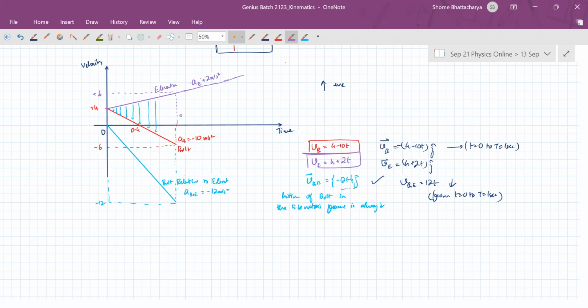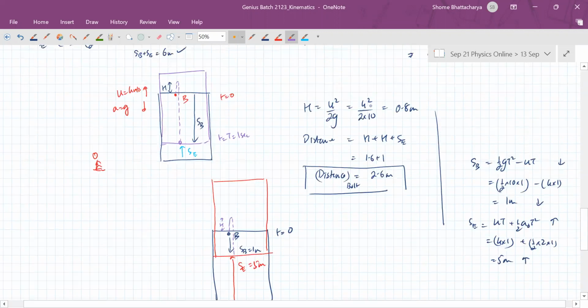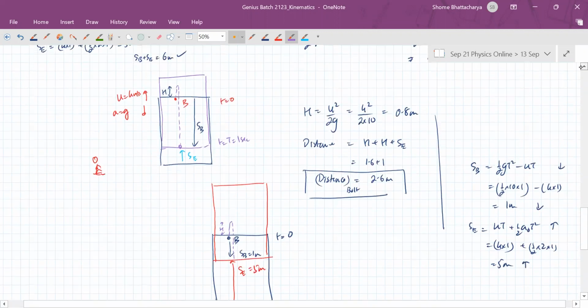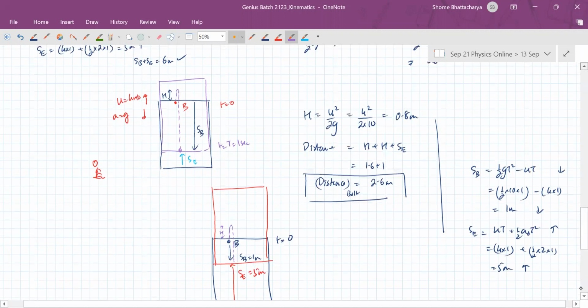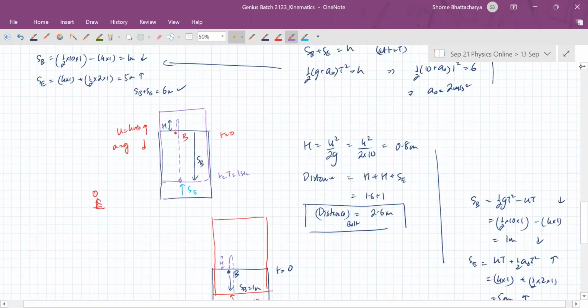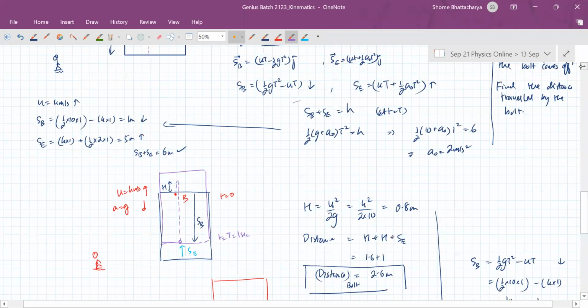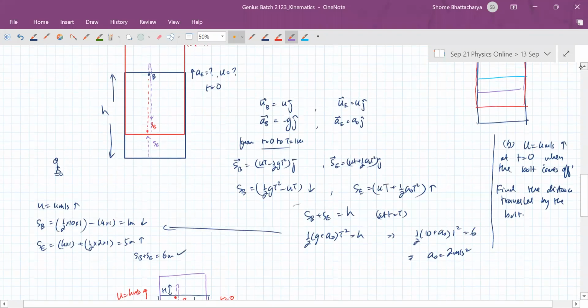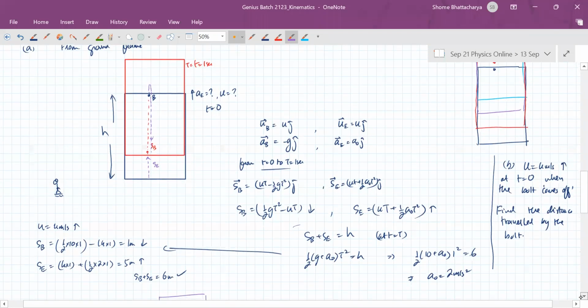So can you show the B part? Sure. So B part, we are calculating the distance traveled. So this is the A part.